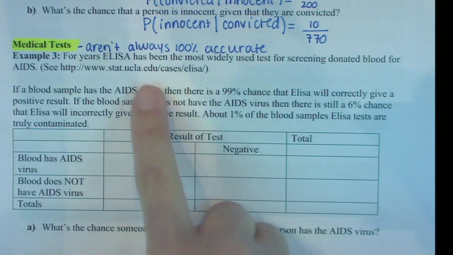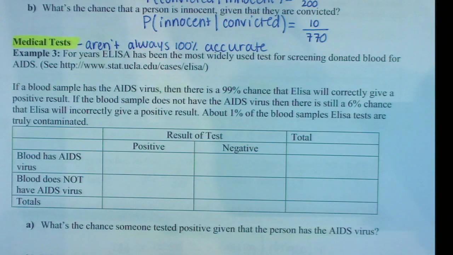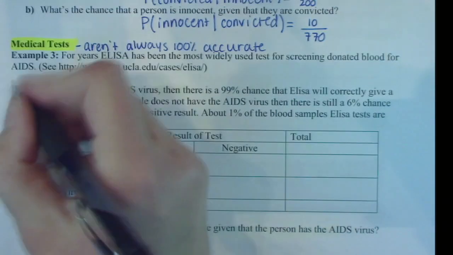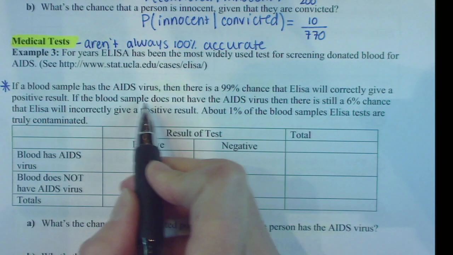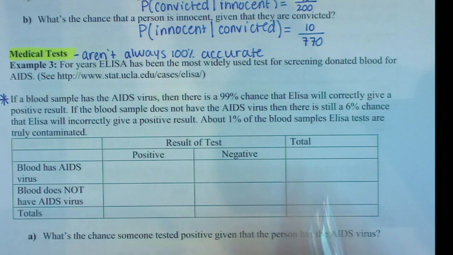This is an example about screening donated blood for AIDS. So the test is called ELISA. You can read about it if you want. But basically, anytime anybody donates blood, it goes through this system and tests if the blood sample has AIDS or not. So the question that I want to ask, okay, here it is. It says, if the blood sample has the AIDS virus, this is a good test. There's a 99% chance that ELISA will correctly give a positive result, which is good, because if the blood is contaminated, we don't want to use it. So there's a 99% chance the test will correctly mark the positives.